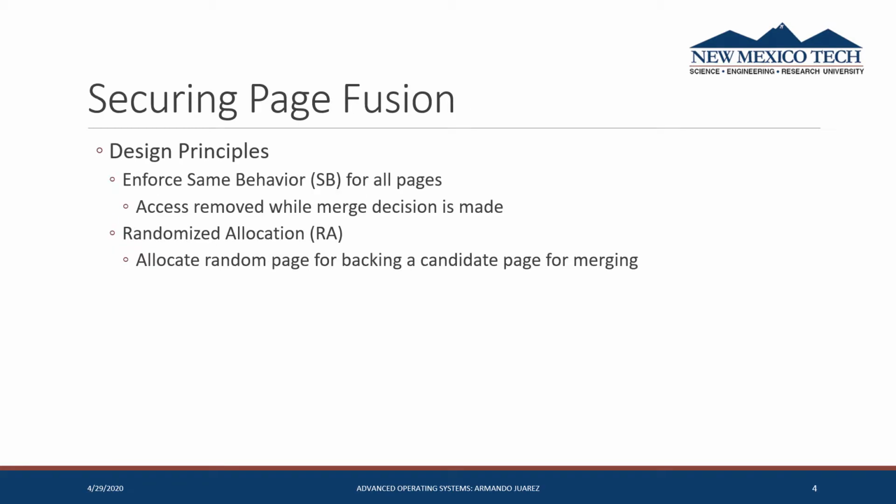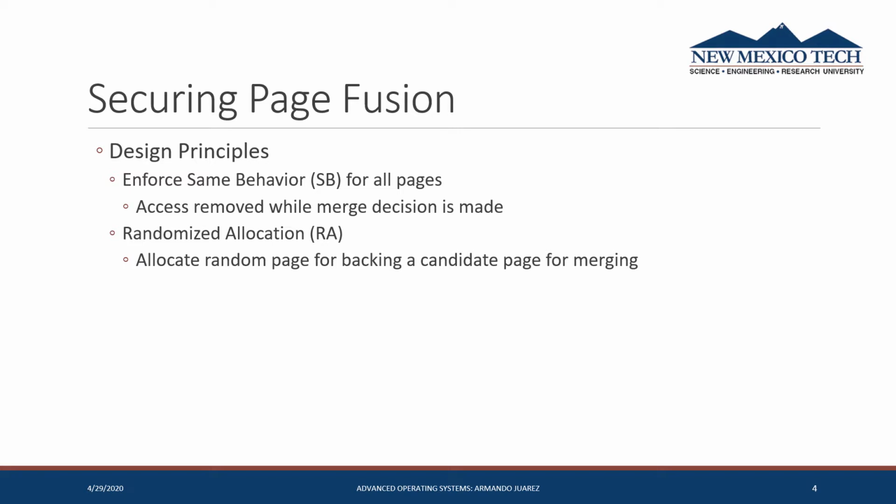Next is, what are the design principles that this paper has presented on how they can secure page fusion? And they are as follows. First is enforcing same behavior, SB, for all pages. Basically, this comes down to removing access while merge decisions are made, whether it's a candidate for being merged or if they're just simply scanning it.